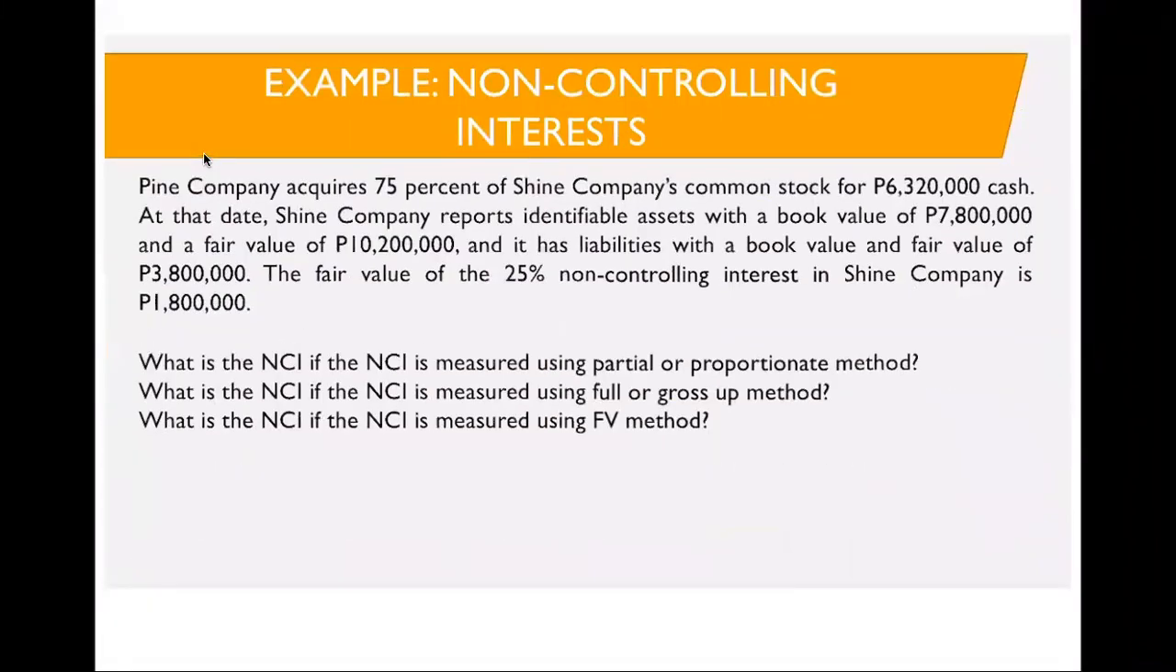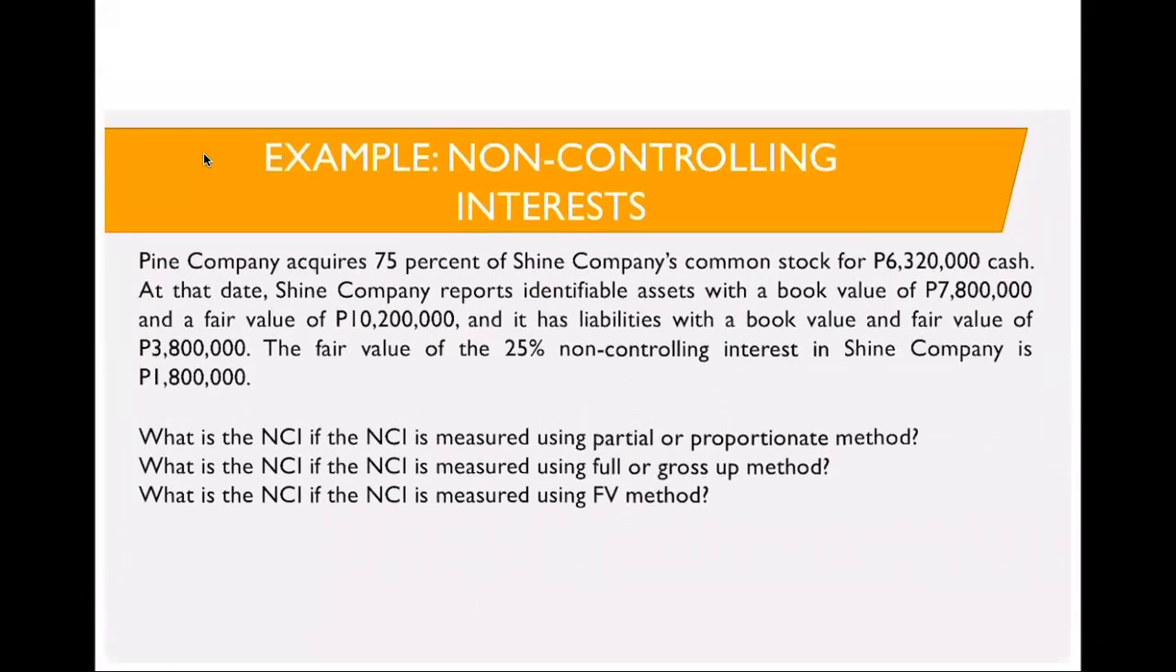Next, we compute your non-controlling interest. Part of your acquisition or consideration transferred, we have the following: consideration itself, plus contingent consideration or contingent liability, plus non-controlling interest, plus previously held interest. So we're done with the consideration and the contingent liability or contingent consideration. We go now to your NCI.